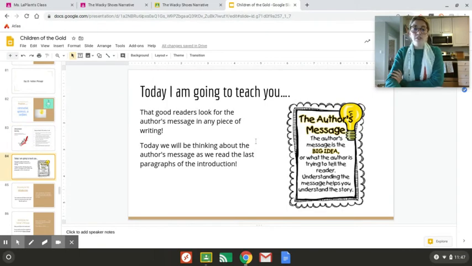So today I'm going to teach you that good readers look for the author's message in any piece of writing. So that could be once you finish a text, or it could be from a section of a text. So we're looking for the author's message just in the introduction today. Today we're going to be thinking about the author's message as we read the last paragraphs of the introduction.